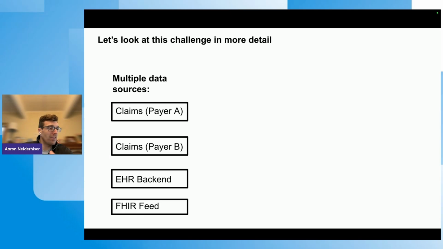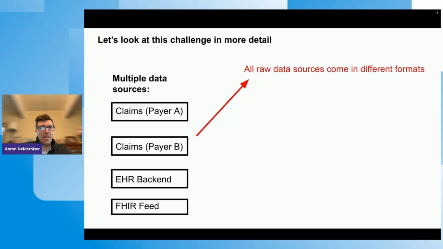They'll have maybe FHIR feeds coming in. They'll have feeds from APIs. They'll have an HIE feed coming in. And the problem at the most basic level is all these data sources come in different formats.